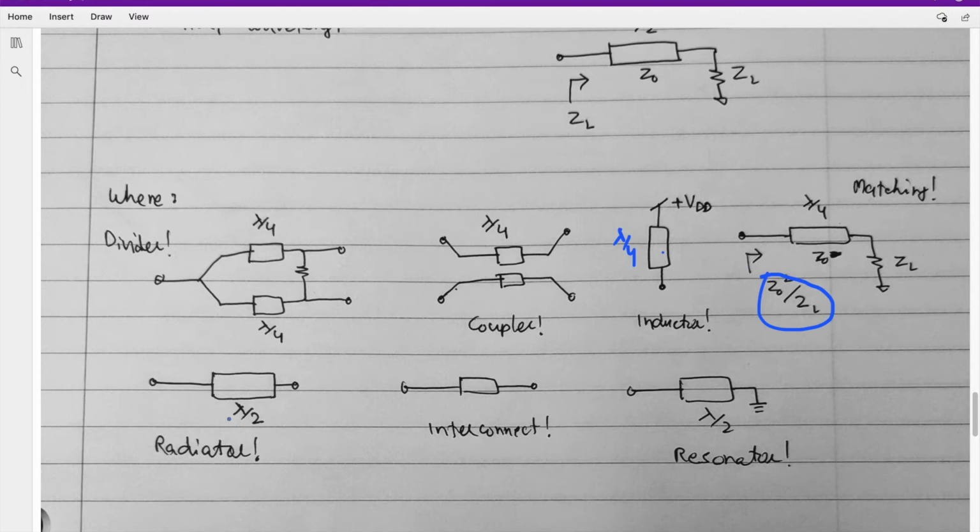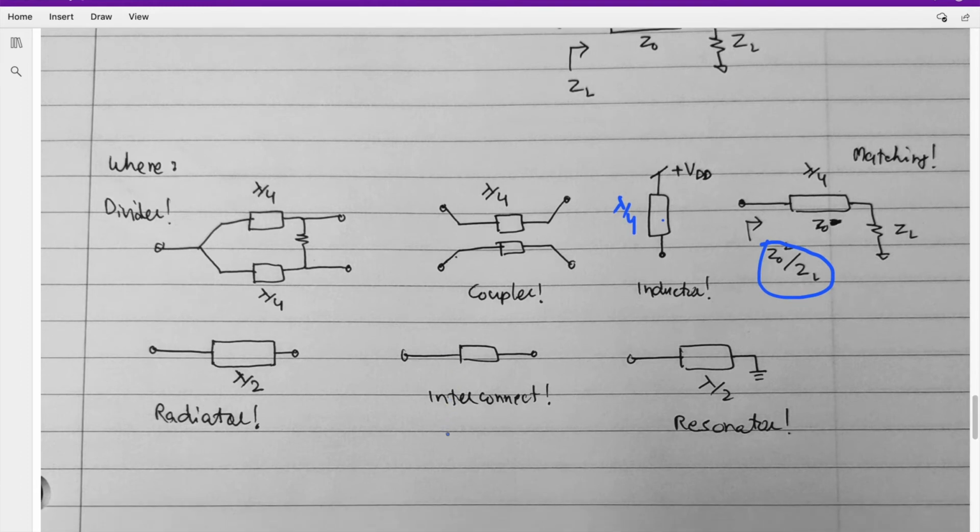Similarly, if you have a lambda by 2 long line which is open circuited at one end, it can radiate. Yes, it can act as an antenna. You may have heard of patch antennas. They are lambda by 2 long. They are a transmission line with the open circuit at this point. You can use them to interconnect, to connect one point to another one. Or you can ground this lambda by 2 long line and it will behave as a resonator, so you can synthesize oscillators based on these lines.